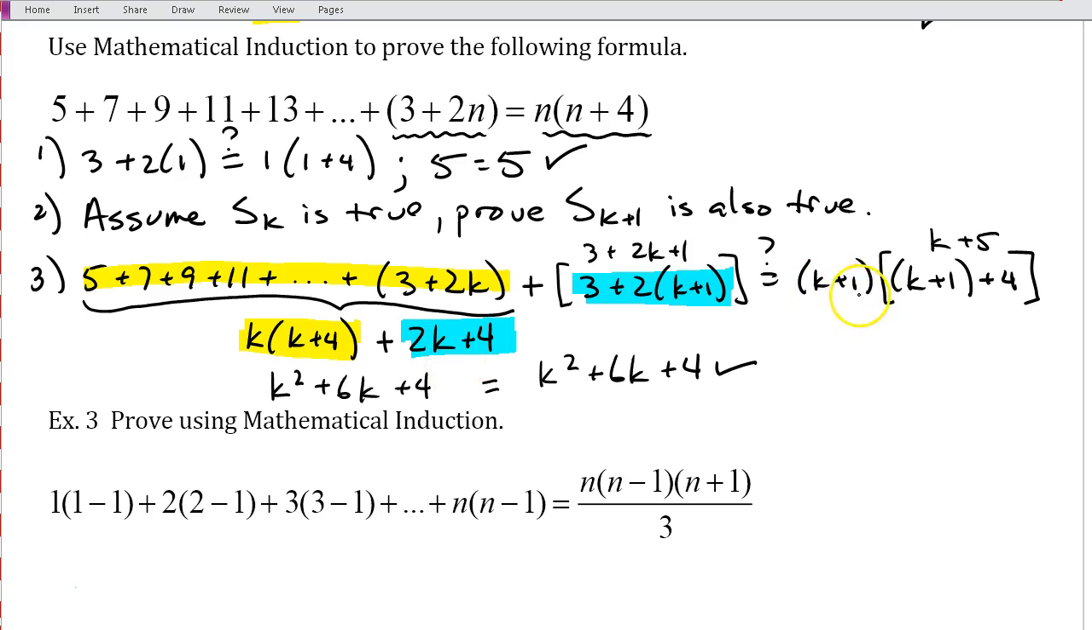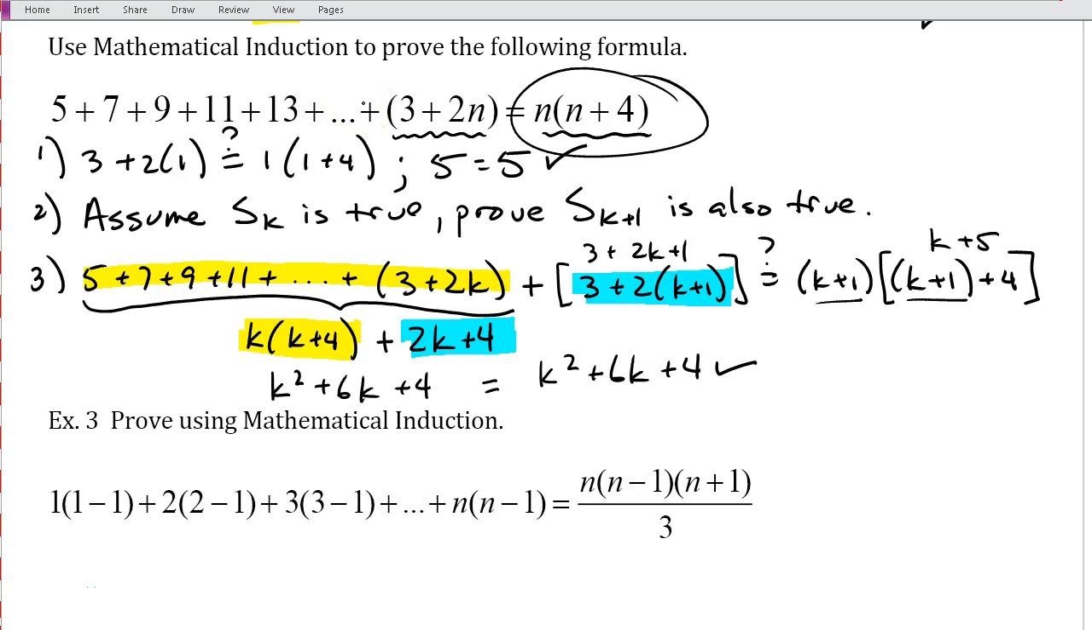Then on the other side, I substituted in k plus 1. So here's a value of n, I plug in k plus 1. Here's another value of n, I plug in k plus 1. This simplifies to k plus 5. When I FOIL that out, I get k squared plus 6k plus 4. So it is true for the k plus 1 term, and we've proved that this formula holds true for this series.